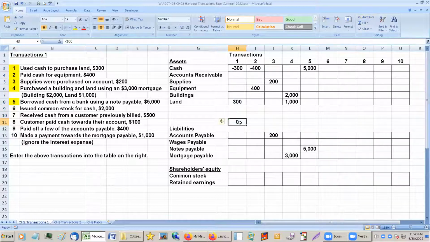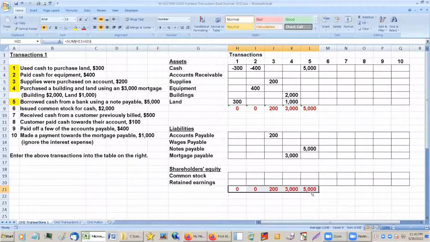I want to show you something here. I want you to notice something here. These are the changes that we were making.